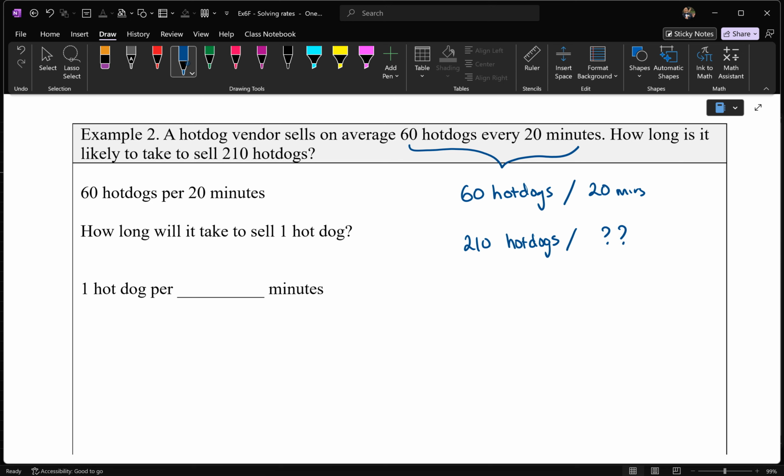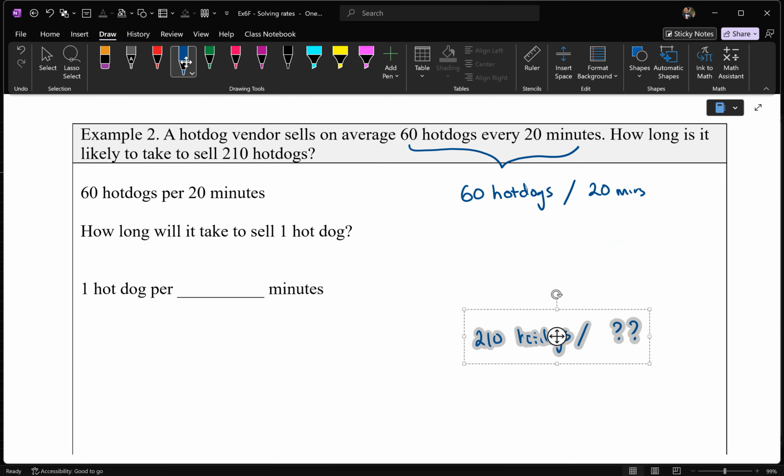All right. Now, you can see that 60 doesn't fit nicely into 210, so it makes it a bit harder to sort of figure out, because had I said 120 hot dogs, I'm pretty sure most of you would have intuitively told me it would have been 40 minutes, right? But the question specifically wants you to see, well, how would you solve it if it doesn't fit nicely? So here's one of the other techniques. You can simplify the rate, okay? Simplify the rate so that you can then work out for 210 hot dogs.